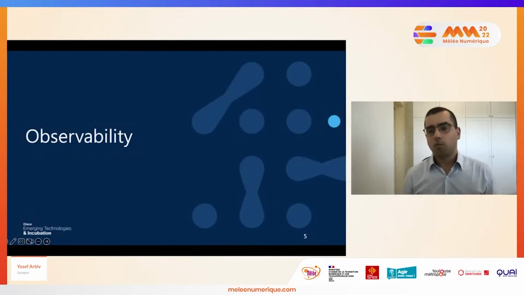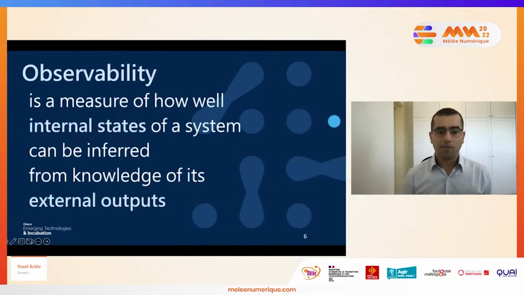So let's start with observability. What exactly is observability? This is the Wikipedia definition of observability. Observability is a measure of how well the internal state of the system can be inferred from the external outputs of this system. So if we have a system, the system can be in one of many different states. And we can say that the system is observable if you can know exactly in which state the system currently is by looking at the outputs that the system produces, the different signals that the system produces.